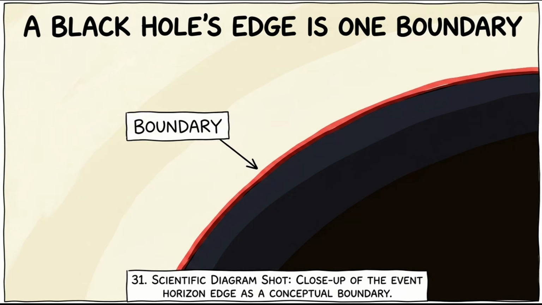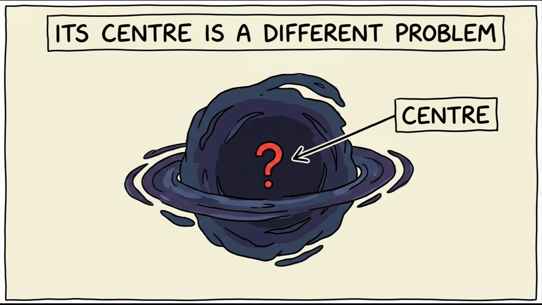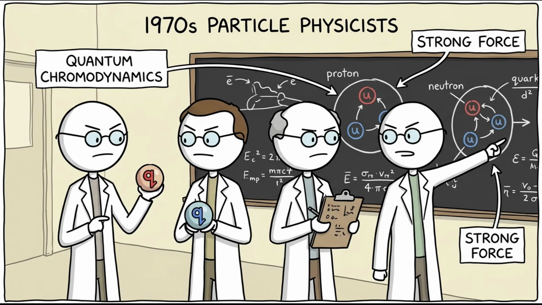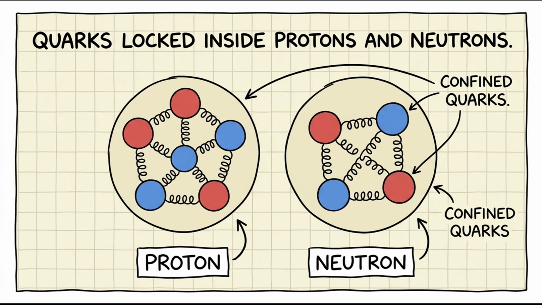A black hole's edge is one boundary. Its center is a different problem. Number 9, the quark-gluon plasma at singularity conditions. In the 1970s, particle physicists working on quantum chromodynamics, the theory of the strong force, were trying to explain why quarks never appeared alone. Every experiment showed them locked inside protons and neutrons.